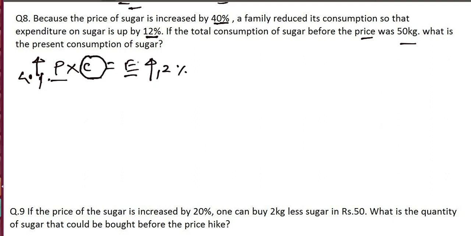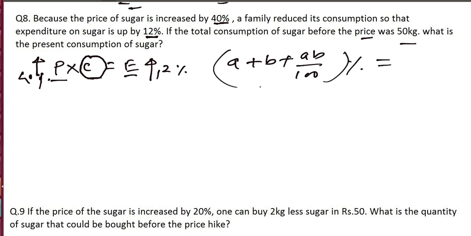Whether it will be increased or decreased, we have to find this out. So let's see what is the effect on consumption. We can use the successive percentage change formula here, A plus B plus AB by 100, which will be the overall or net effect on the expenditure, which is 12%. That is given. It is increased, that's why positive.